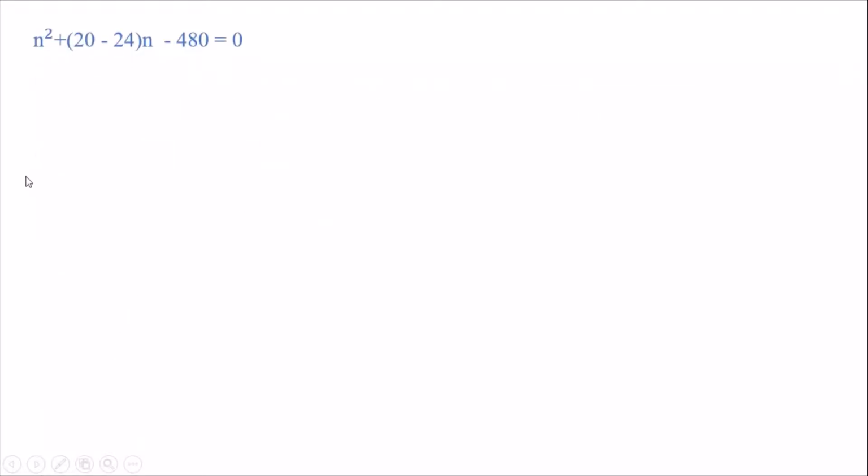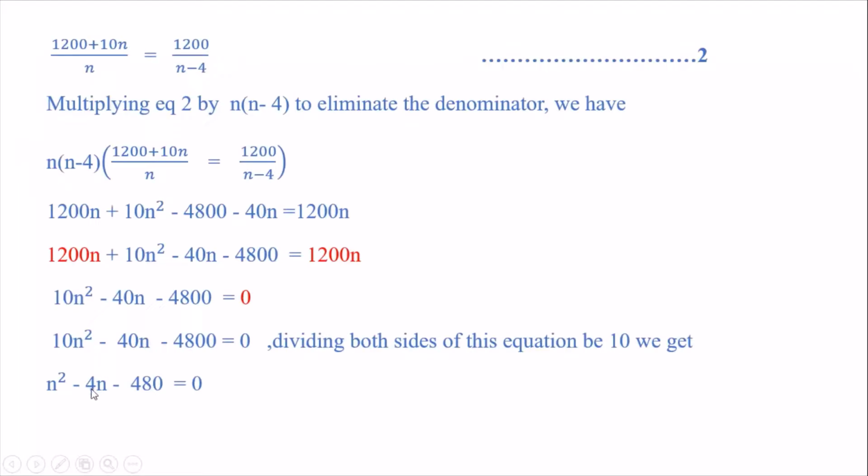So, here we get a quadratic equation with a equal to 1, b equal to minus 4, and c equal to minus 480. If we find two numbers such that their sum is negative 4 and their product is negative 480, we find the two numbers are negative 24 and 20. Because when we add negative 24 and 20, we get negative 4, and when we multiply negative 24 by 20, we get negative 480.